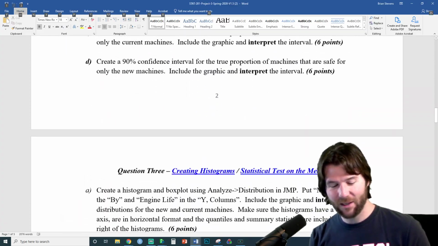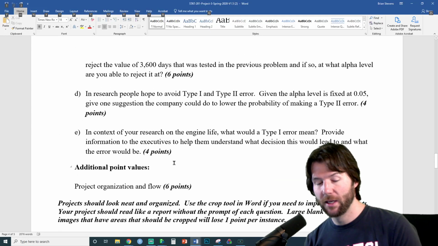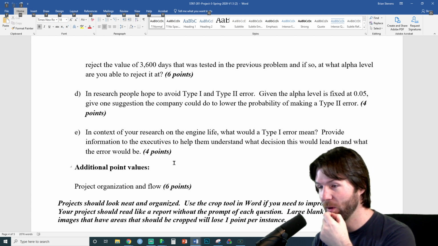Okay. So here we go. The last two problems on the project are as follows. In research, people have to avoid type 1 and type 2 error. Given the alpha level is fixed, give one suggestion.